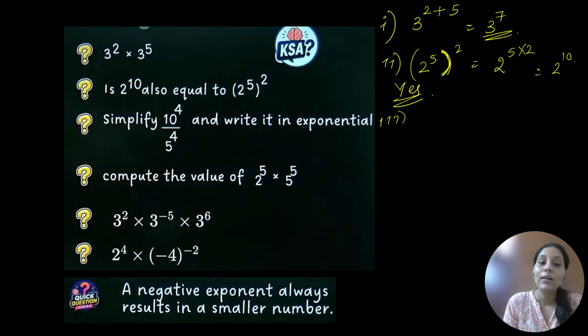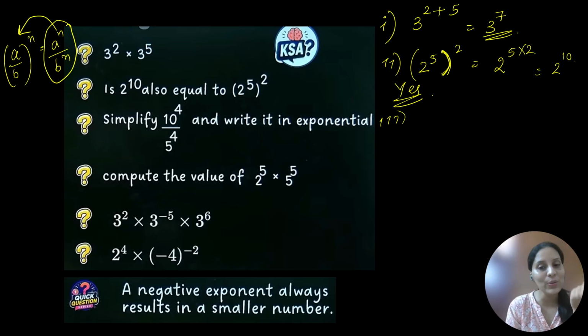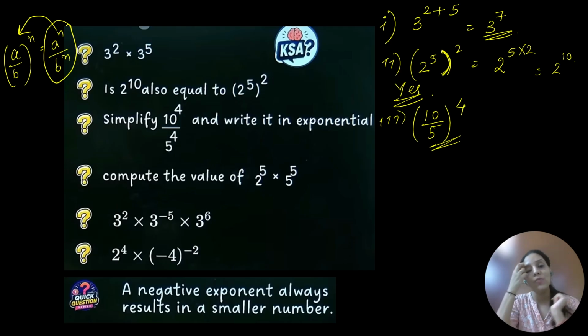Next up, we have simplify this and write it in the exponential form. So now this is just opposite of what we learned. What did we learn? If you have a by b whole power n, then the power is given to both numerator and denominator. So this time RHS is given to us. We need to just convert into LHS. So 10 by 5, since both the powers are same, I can just write them together. So this is in the exponential form, consists of exponents.